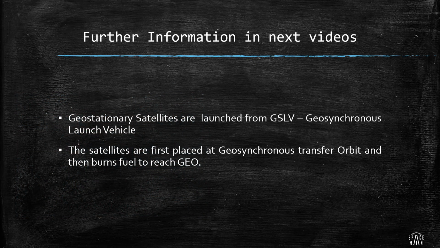The further information that we are going to see in the next videos is on the geostationary. The geostationary satellites are launched from GSLV, which is the Geosynchronous Satellite Launch Vehicle. So we will see in detail about the GSLV, and the satellites are first placed at geosynchronous transfer orbit, and then they burn fuel to reach GEO. So we will also see in more detail about the geosynchronous transfer orbit.